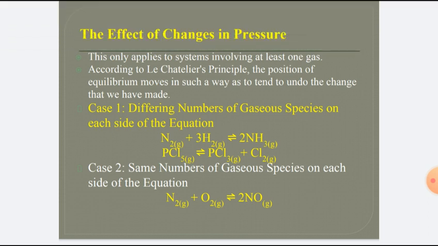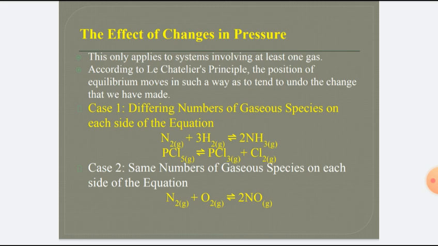This only applies to systems involving at least one gas. According to Le Chatelier principle, the position of equilibrium moves in such a way as to tend to undo the change that we have made. The position of equilibrium may be changed if we change the pressure. Equilibrium constants are not changed if we change the pressure of the system.